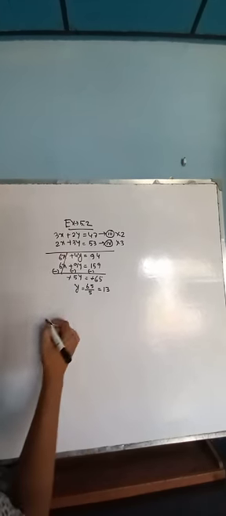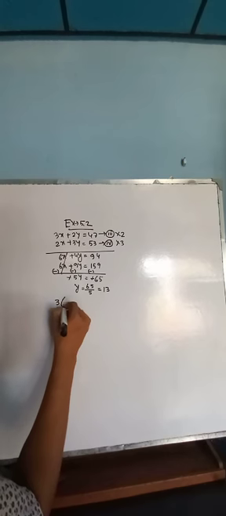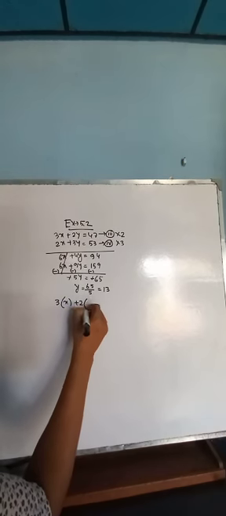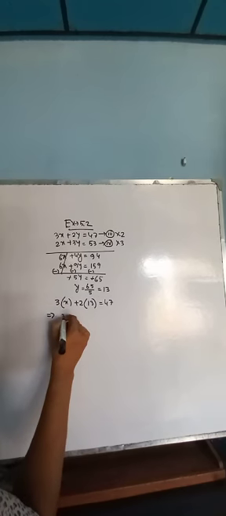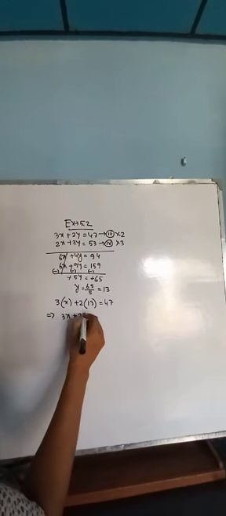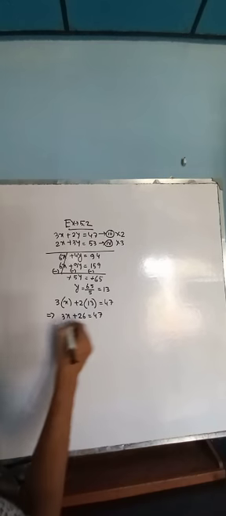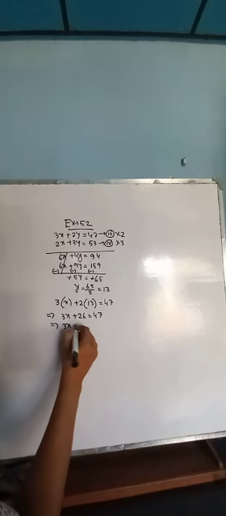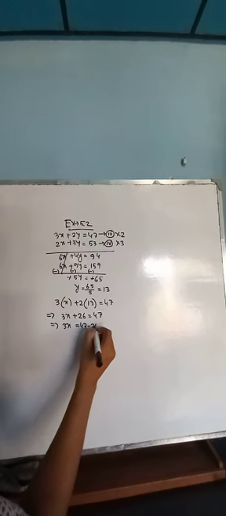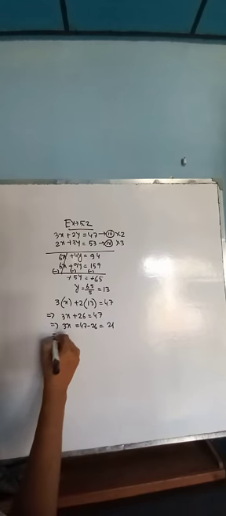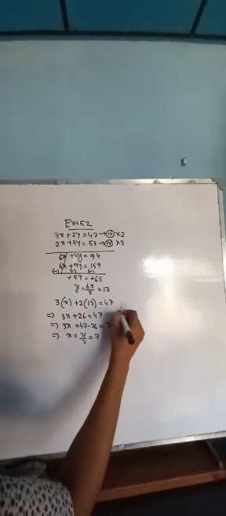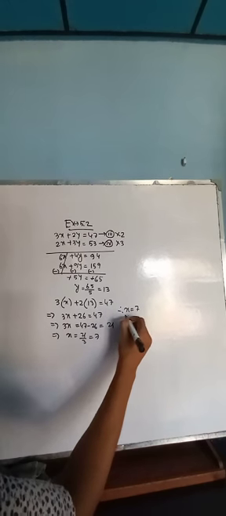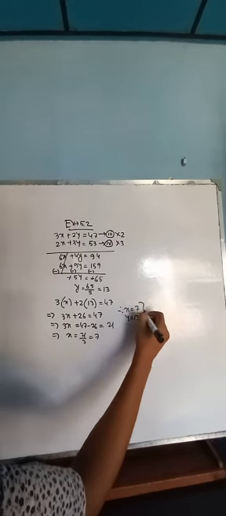Now put the value in equation number 3. So 3 into x, 2 into y, 47. 3x plus 26 is equal to 47. 3x is 21. So x value is 7, y value is 13.